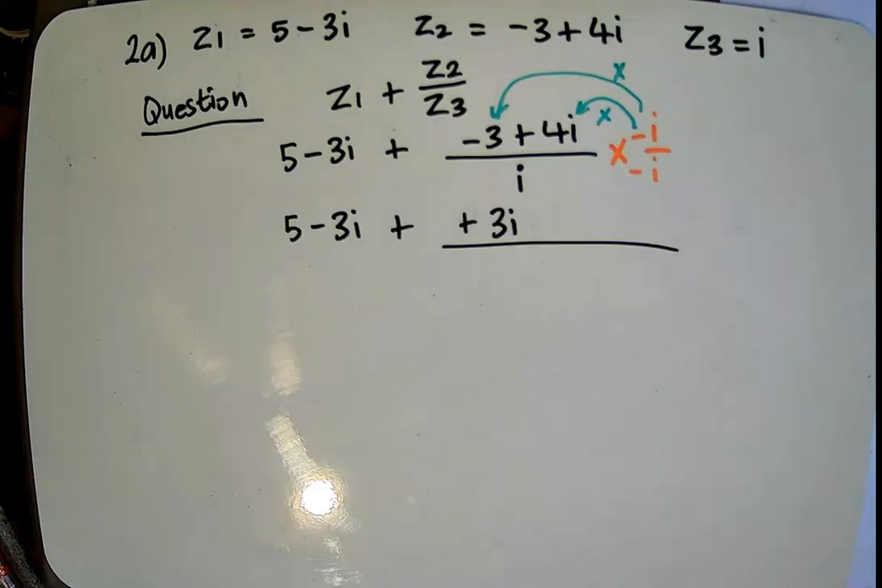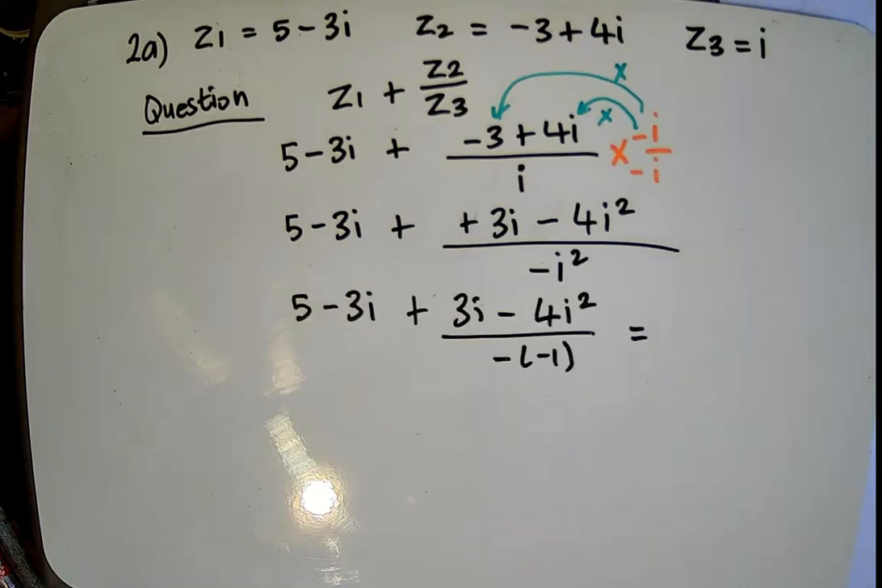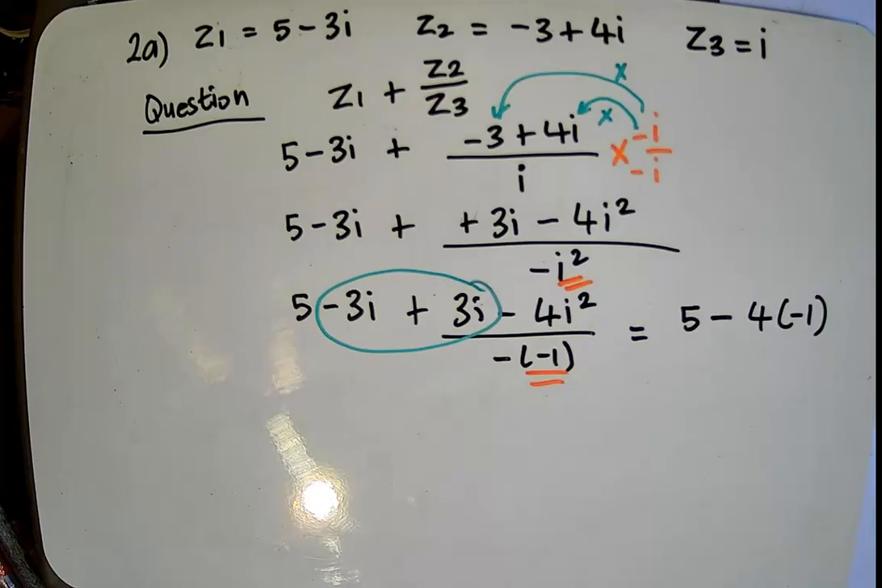So multiplying that out, we get negative 3 times minus i will give us positive 3i, plus 4i times negative i will give us a negative 4i squared, and i times minus i will give us minus i squared. So in the next step, wherever we see i squared, we will place minus 1. Then we have like terms, we can now simplify. In the denominator, we're going to get a positive 1. So it's practically the numerator.